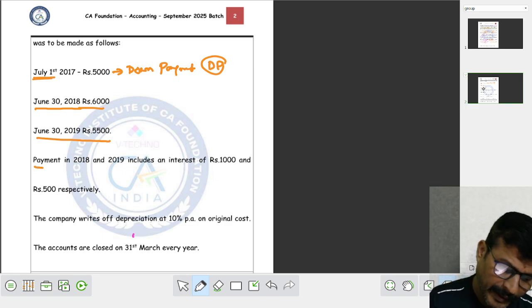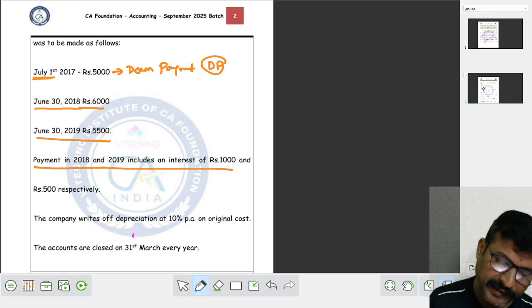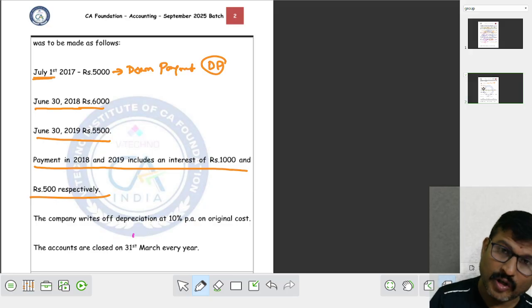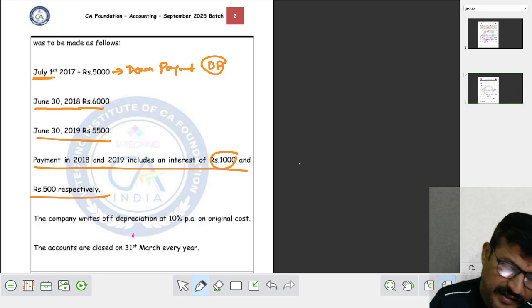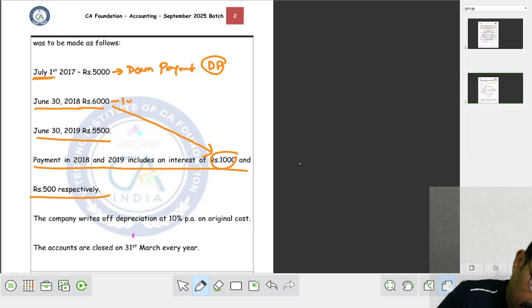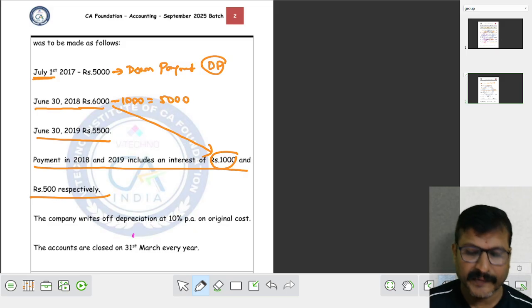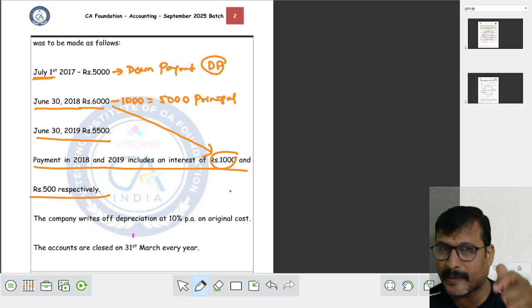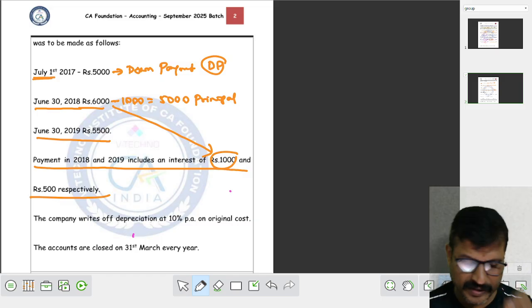Okay. The payments of 2018 and 2019 include the interest. You paid the first installment, right? 6,000. In that 6,000, what is the amount of interest? The amount of interest is 1,000. Out of 6,000, you subtract 1,000. You are getting 5,000. This is called the principal. The installment includes your principal amount and the interest amount.